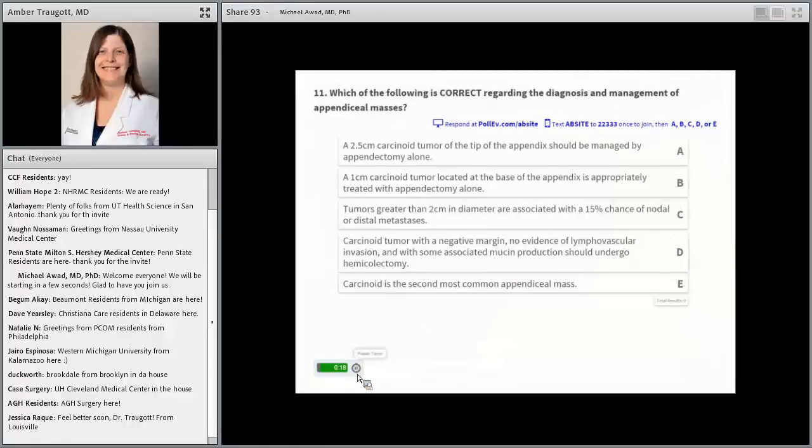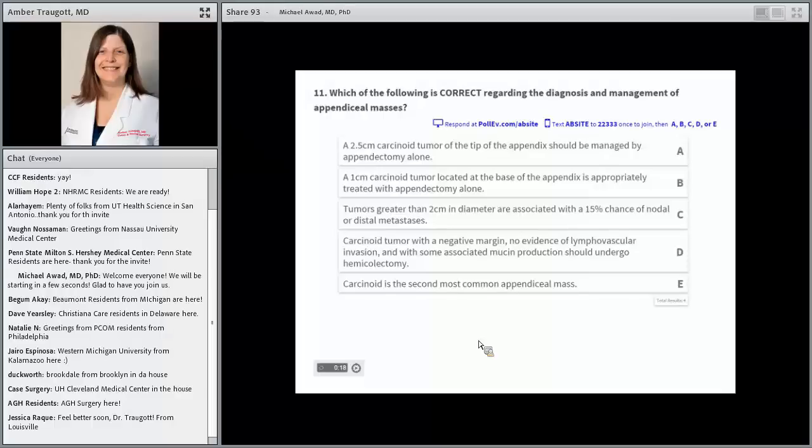Okay, I can continue reading if you'd like. Sure. Okay, number 11, which of the following is correct regarding diagnosis and management of appendiceal masses? A 2.5 centimeter carcinoid tumor of the tip of the appendix should be managed by appendectomy alone. B, a 1 centimeter carcinoid tumor located at the base of the appendix is appropriately treated with appendectomy alone.